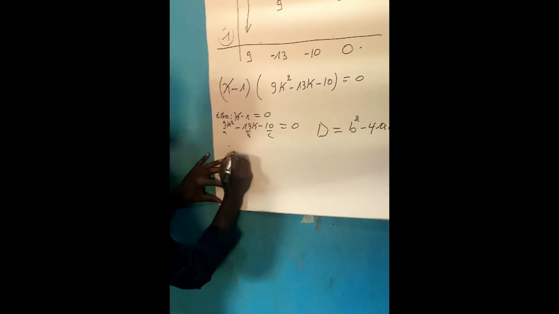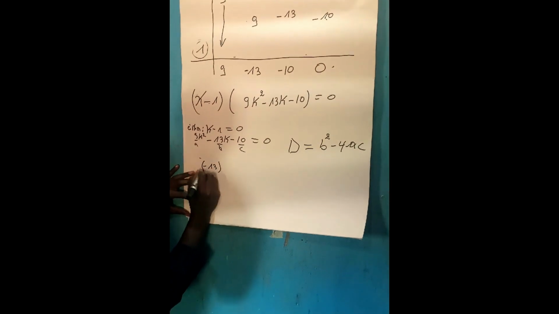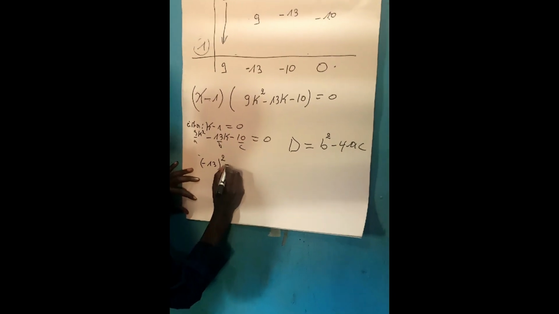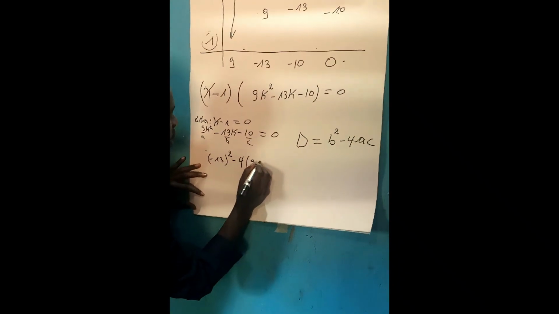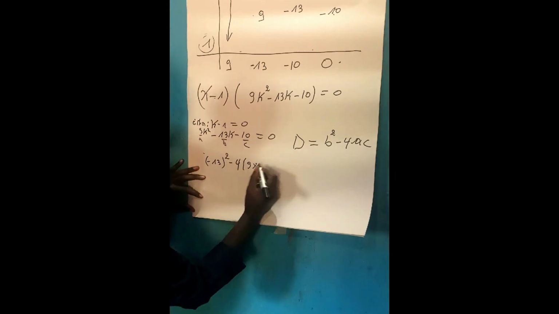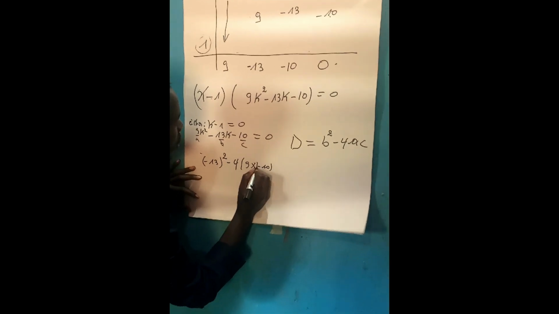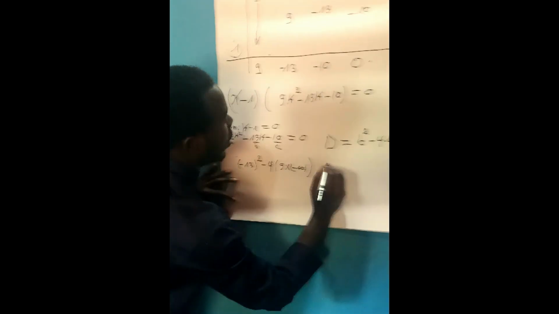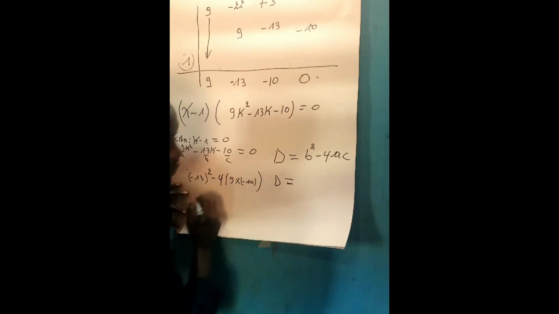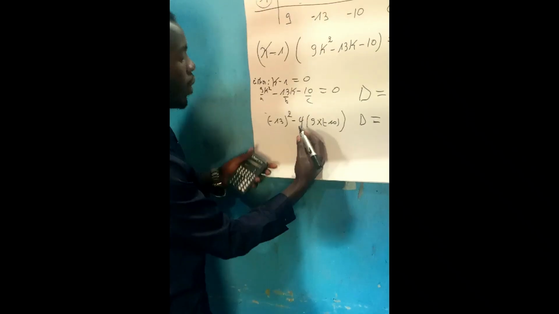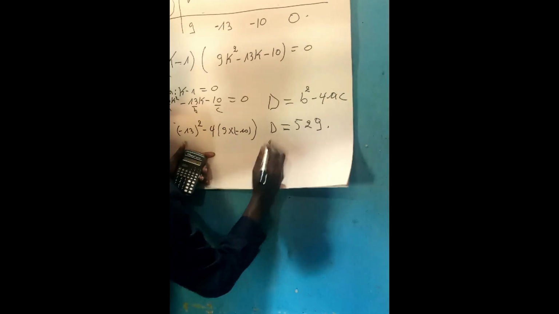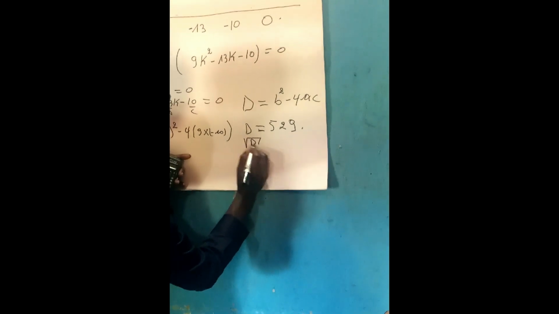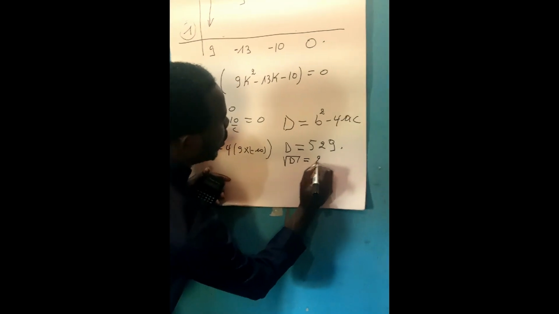For our equation we have minus 13 squared, then minus 4, A is 9, times 9, then times C, which is negative 10. So our delta is equal to 529. Root of delta is equal to 23.